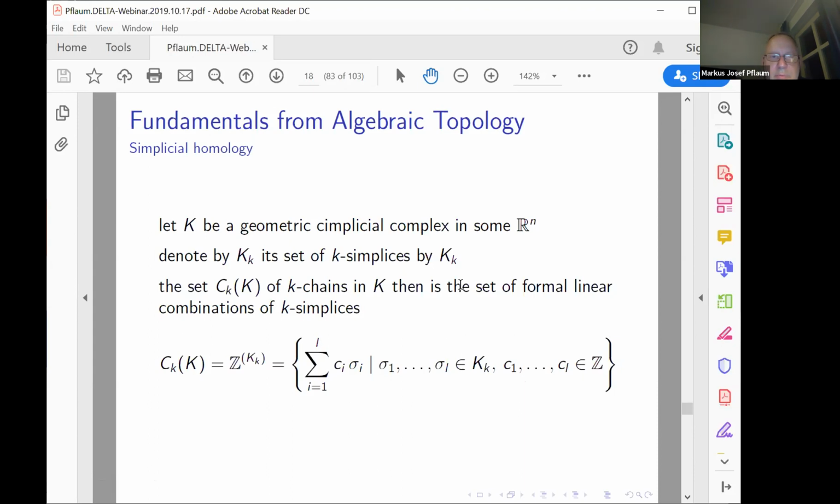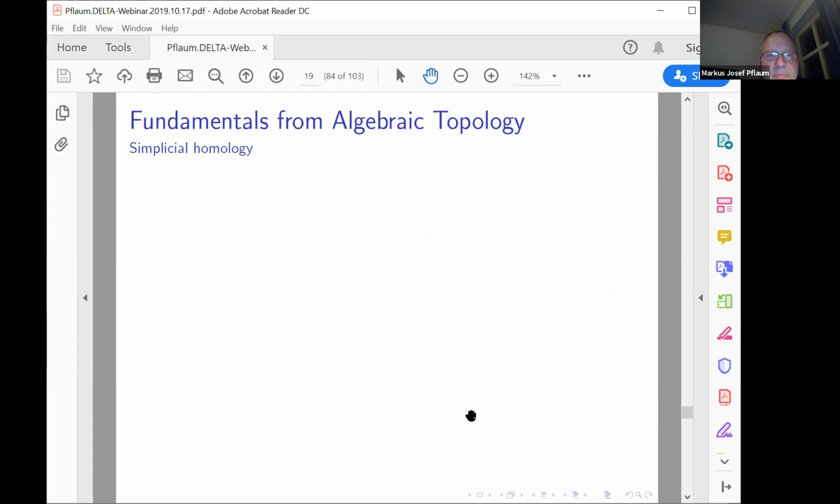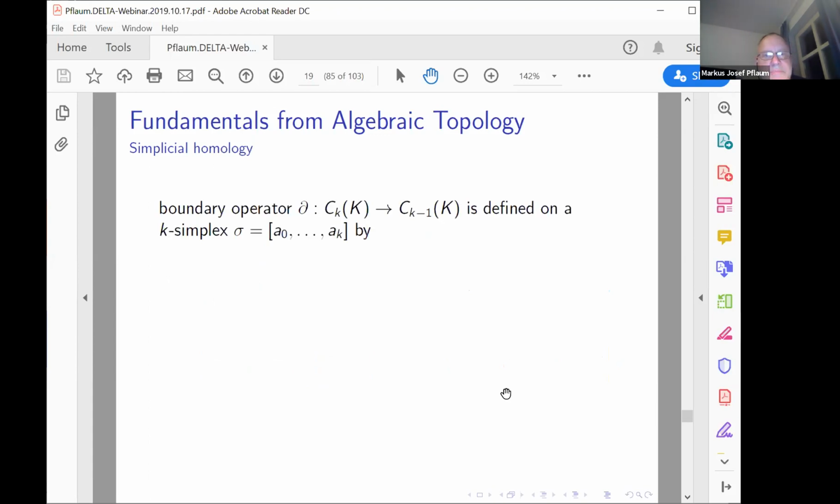Okay, so maybe a reminder of your linear algebra course. Here, the typical notation is Z to the power K_k in parentheses, which means maps from K_k to Z, but only finitely many are allowed to be non-zero. That's what mathematically these formal linear combinations mean. Okay, then you have a so-called boundary operator. It maps from C_k of K to C_{k-1} of K.